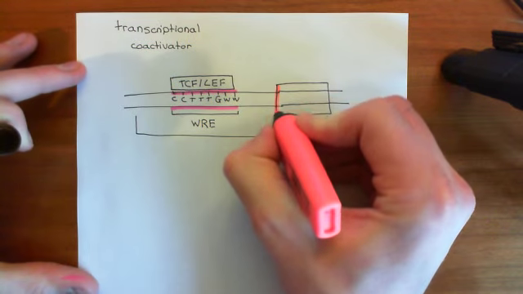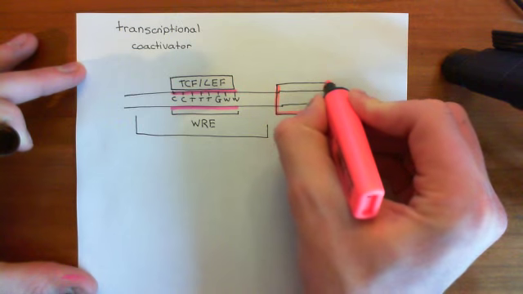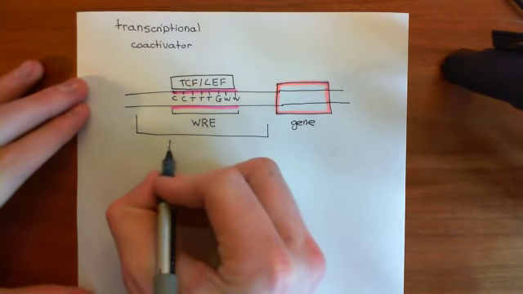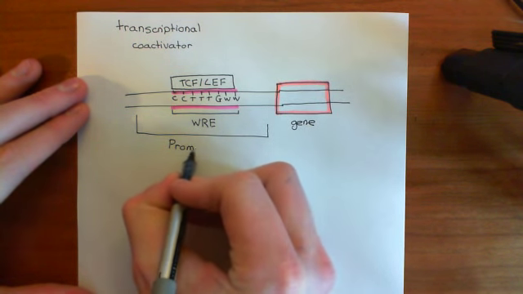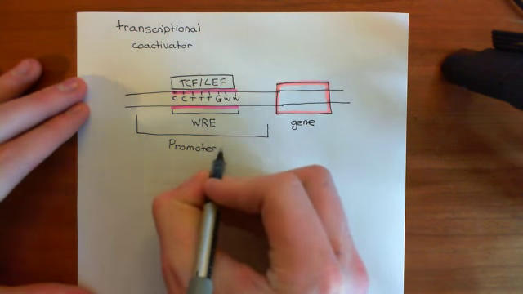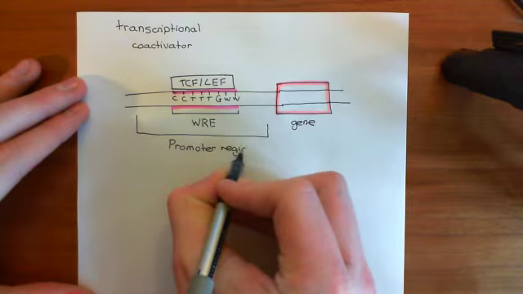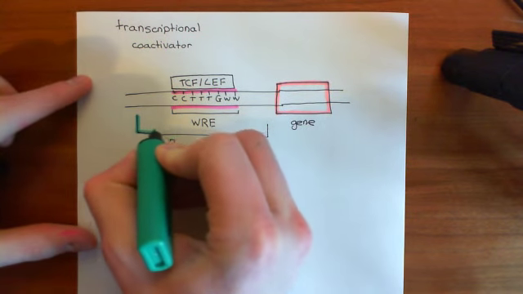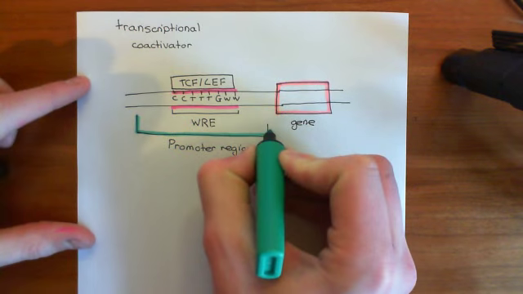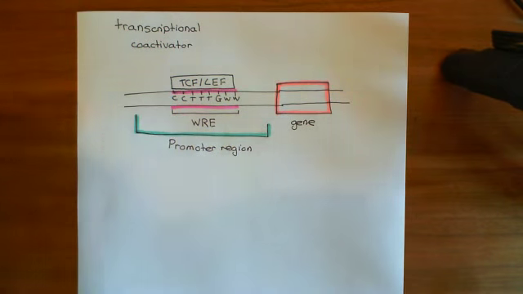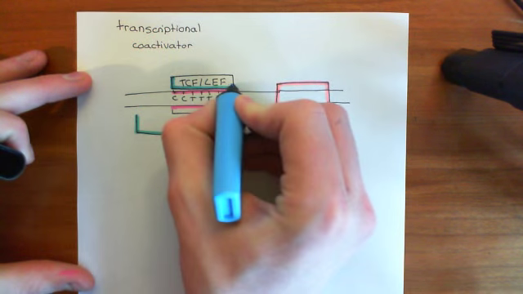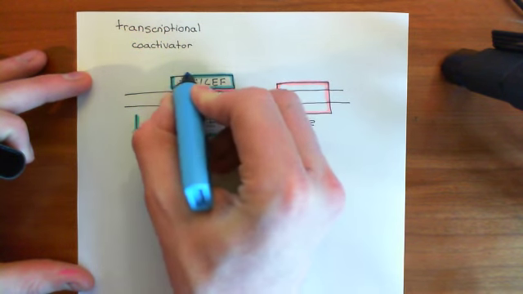And then upstream of the gene, we have this promoter region, which contains a Wnt response element here. So all of this is the promoter region, which I'll highlight in turquoise here. And finally, we'll also colour in our TCF-LEF transcription factor, which will be in blue here. So that's the transcription factor that's binding to the promoter region.